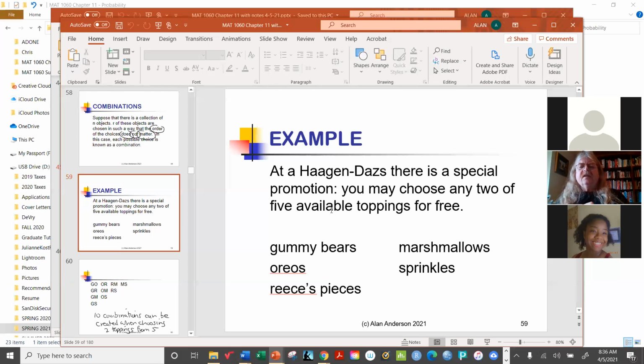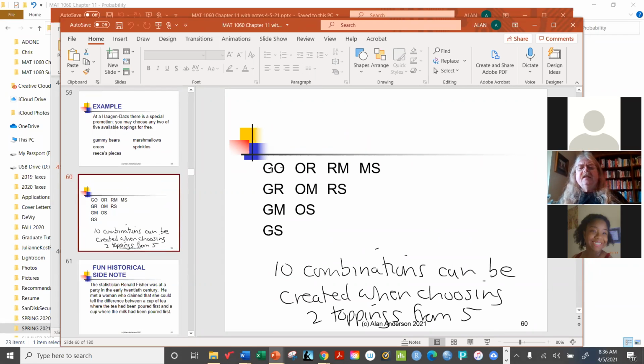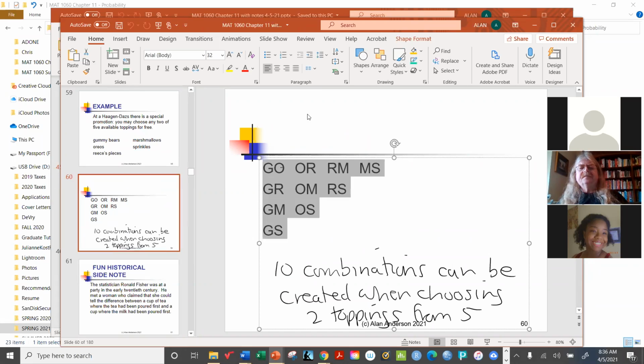So we go to Haagen-Dazs and they're having a special promotion. You can pick any 2 of the 5 toppings for free. So therefore, when you have 5 toppings like this and you pick 2, we're assuming that the order of selection does not matter because really what's going to happen with these choices, they're going to put them on top and you'll have your ice cream. And theoretically, at least, it shouldn't matter if the gummy bears are picked first and then the Oreos, or the Oreos and then the gummy bears, for example. So we think of these as all combinations. And I've listed out all the possibilities.